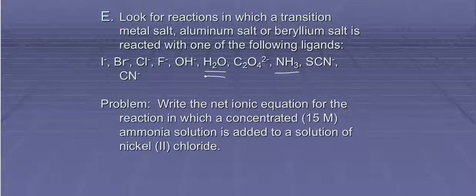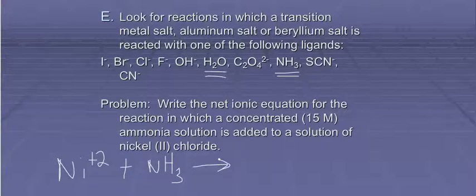So if you see a transition metal, aluminum, or beryllium combined with these 2 ligands, it's going to be a complex ion. For example, we're reacting concentrated ammonia with nickel 2 chloride. Nickel is a transition metal. I'm reacting it with ammonia. It's going to form a complex ion, which means NH3 is going to bond to nickel. Now the number of NH3s that bond to nickel, since nickel is a +2, is 4.